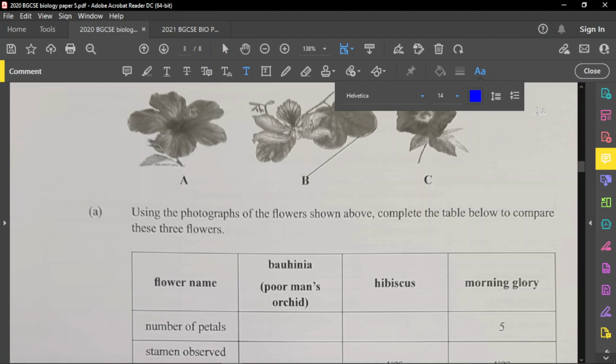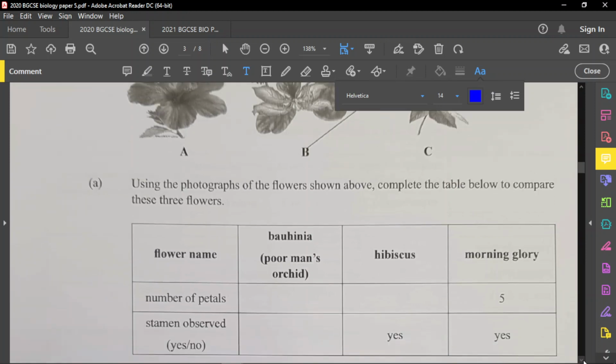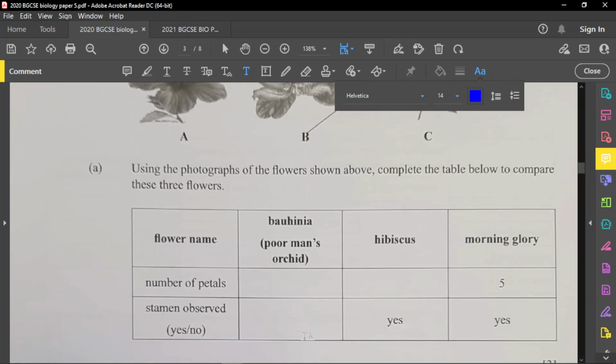So if you look at the shape of the flower or the design of the flower, you know that's the arcade. Indeed. All right. So here now we said we have four columns really. We have the name of a flower going across like that, and then we have number of petals in the second row, and then the third row we have our stamen observed, yes or no.